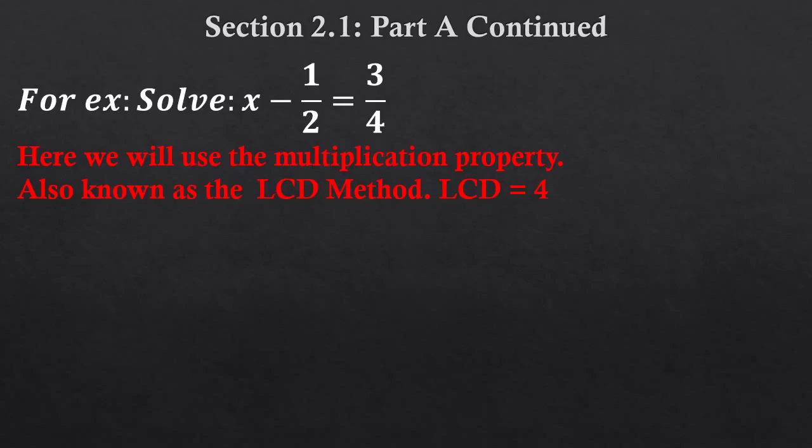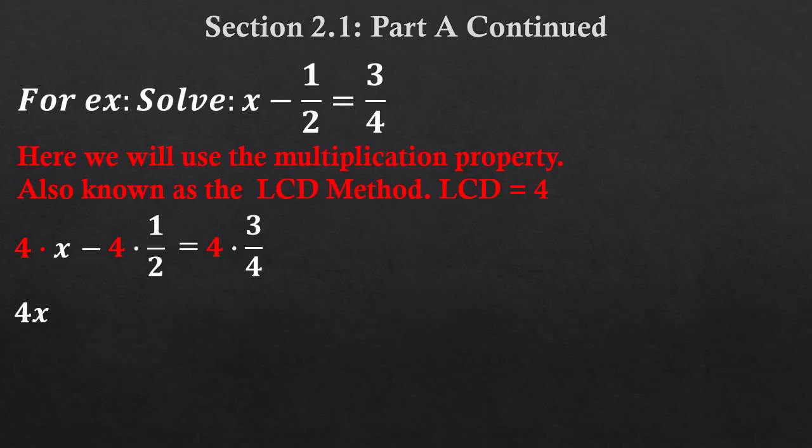So what's going to happen here is I'm going to multiply every one of those three terms individually by 4. So I'm going to do 4 times x, bring my negative sign down, 4 times 1 over 2 equals 4 times 3 over 4. This is what's called the write down step. Now after you write it down, go back and perform the actual operations. 4 times x is 4x.